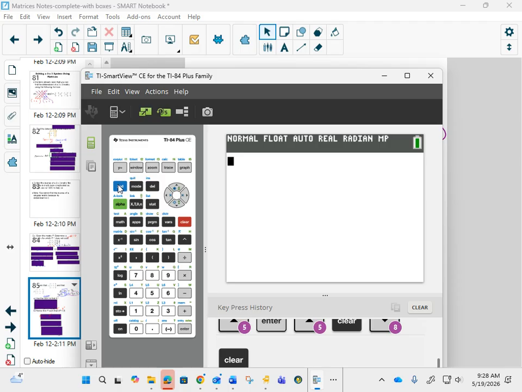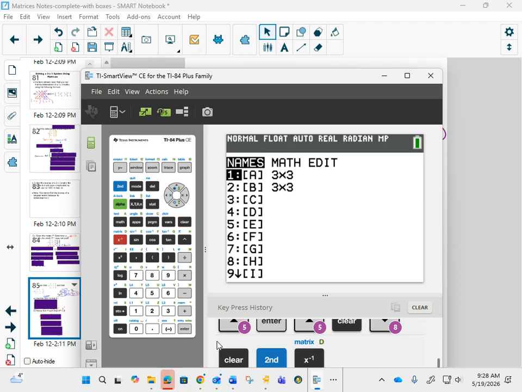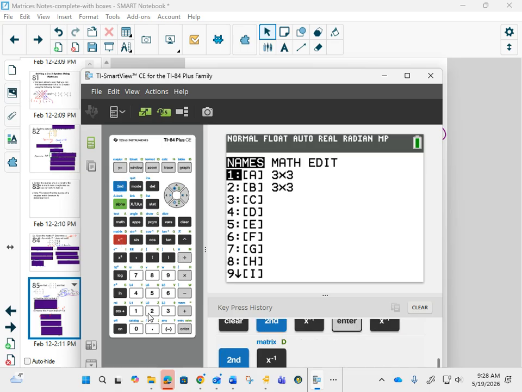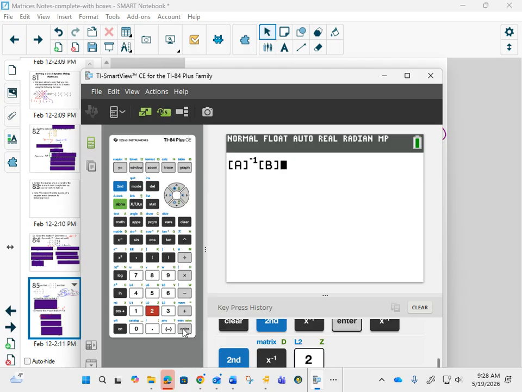So I can go to my matrix, matrix A, make it an inverse, and then second matrix B. The calculator's smart. If those two matrices are beside each other, it knows that you're multiplying. And so A inverse times B is this.